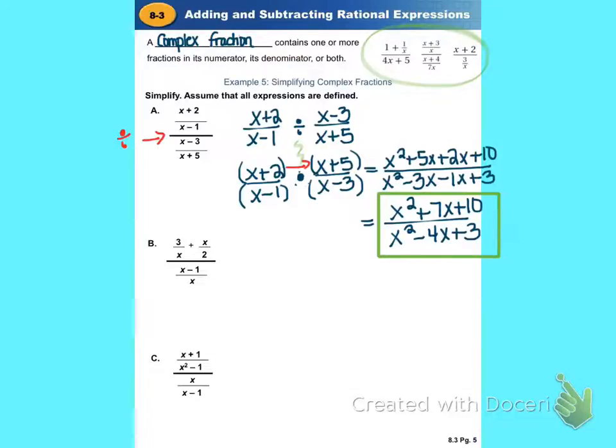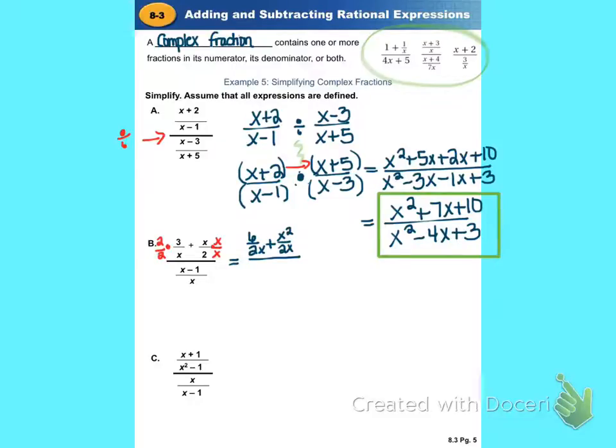So the first thing I have to do is take a look at 3 over x and x over 2 and add them together. And that means I need a common denominator. Well, the common denominator of x and 2 is 2x. So that means I'm going to have to multiply the top and the bottom of this first fraction by 2 and this second fraction by x. And that way both of them have a denominator of 2x. So that's going to make this numerator now 6 over 2x plus x squared over 2x.